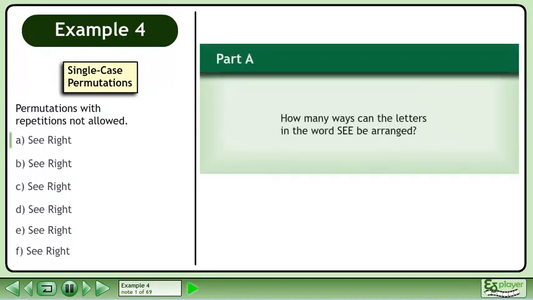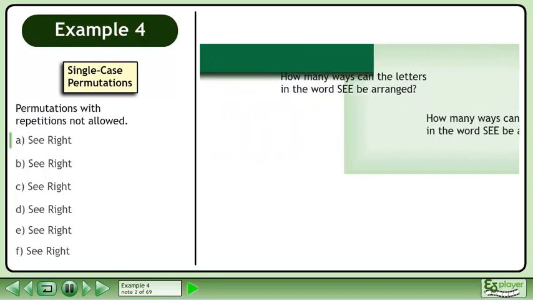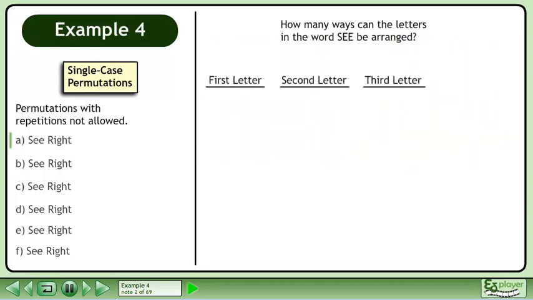In this example, we will study permutations with repetitions not allowed. In Part A, how many ways can the letters in the word SEE be arranged? Set up columns for the first letter, second letter, and third letter.